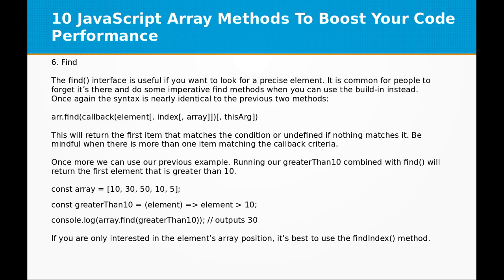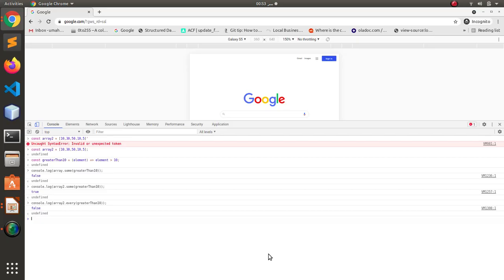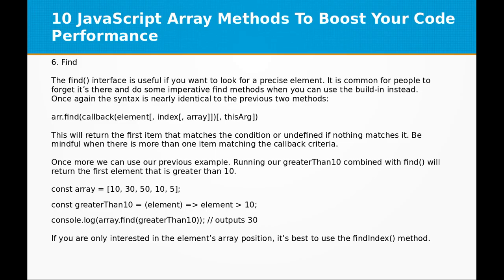Once more, we can use our previous example. Running our greater than 10 combined with find will return the first element that is greater than 10. So let's run the previous example, but this time we are going to use find instead of every. So this time it returned 30 because 30 is the first element in the array that is greater than 10. If you are only interested in the element's array position, it's best to use the find index method.